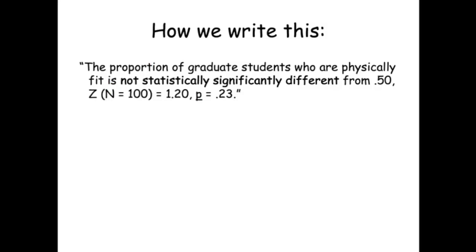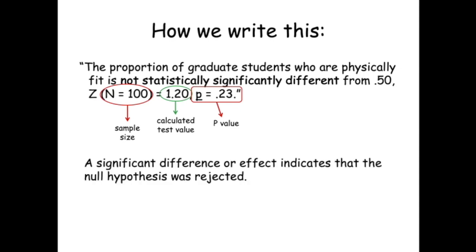When we write these results, we indicate that the proportion of graduate students who are physically fit is not significantly different than 0.5. We add the statistical support for this statement at the end of the sentence. The z indicates that this was a z-test. We then indicate the sample size, calculated test statistic value, and p-value. Not statistically significantly different means that the null hypothesis was not rejected. If it had been rejected, we would have said that there was a statistically significant difference or effect.